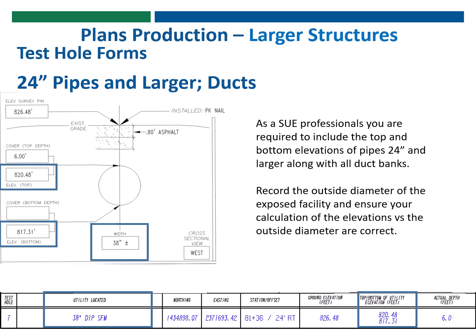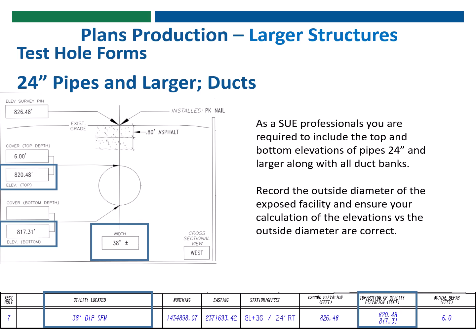Larger structures. Larger structures are defined as 24-inch pipes and larger, and all ducts. And as SUE professionals, you're required to include the top and bottom elevations of pipes 24 inches and larger, along with all duct banks. Record the outside diameter of the exposed facility and ensure your calculation of the elevations versus the outside diameter are correct.